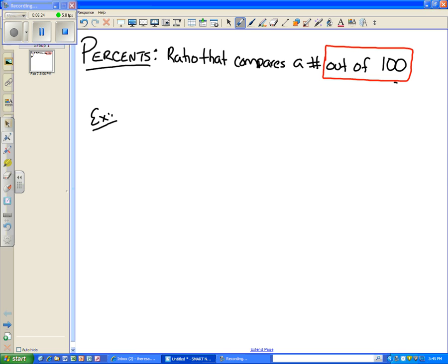Anything out of 100 is talking about a percent. So if I say 35 out of 100, that represents a 35%. If I give you the fraction of 9 out of 10, this should be mental math for us, which would be a 90%.